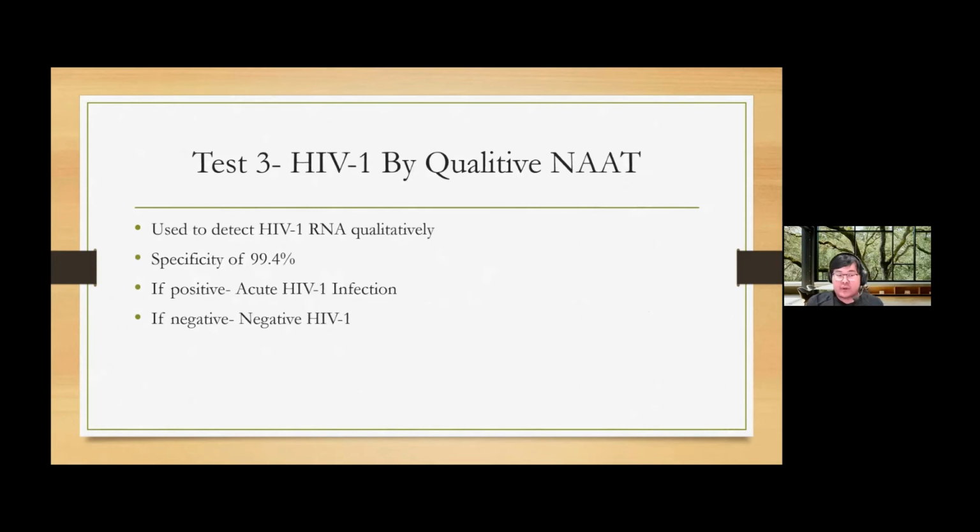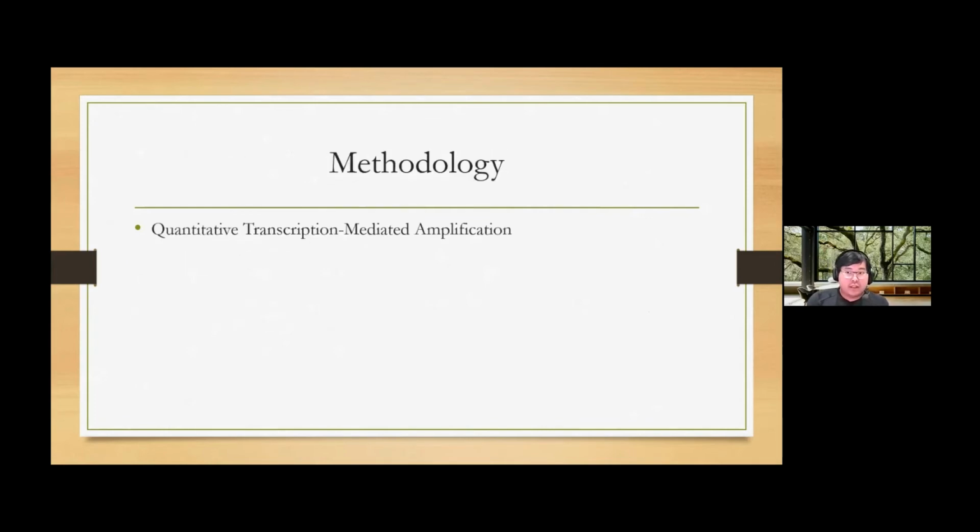And the third test that we have is the HIV-1 by qualitative nucleic acid amplification test. So we use it to detect HIV-1 RNA, and it has a specificity of 99.4%. If it's positive, we have an acute HIV-1 infection. If it's negative, they don't have HIV-1. So for this, we use transcription mediated amplification.